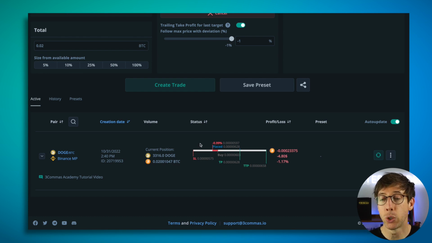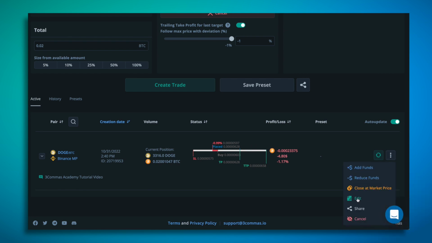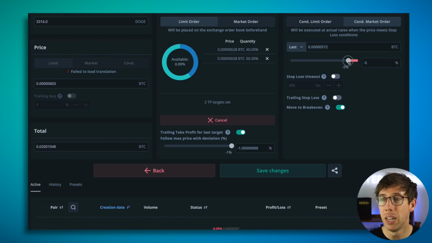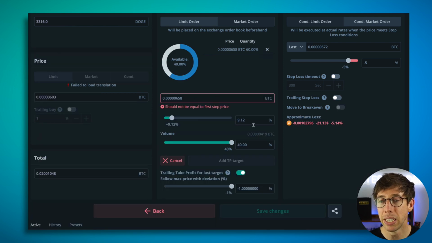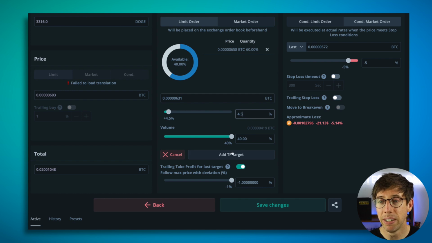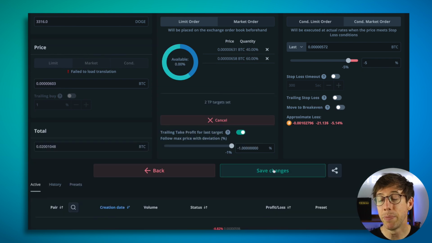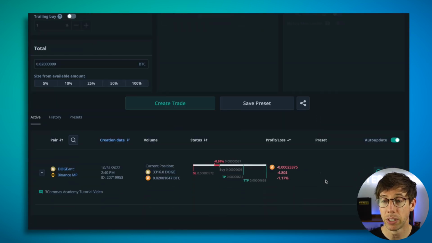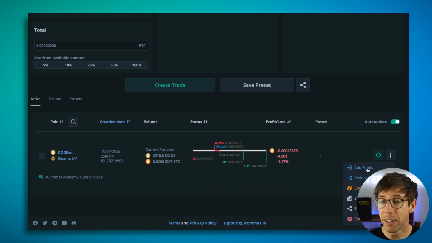So I've already set up my trading plan, but I can decide to intervene if I want to. I can click the three buttons and decide to edit my order. If I decide that I want to move my stop loss a little bit lower, I can. If I want to change one of these numbers so that it's not 6 to 8, I can change it instead to 4.5 and set my target there. I can make all these changes and save it even while it's in process, even while I'm waiting for it to close. Other options that I have are adding funds, reducing funds, closing at market price, which is a panic sell, editing, which I just did, sharing it with someone else, or canceling the order.